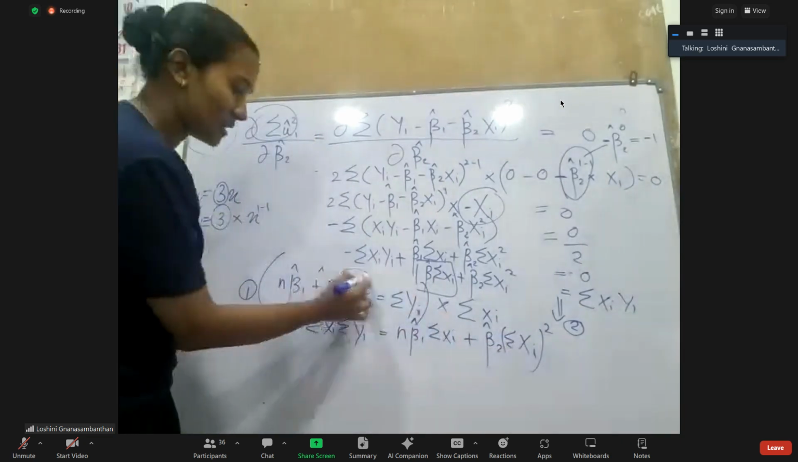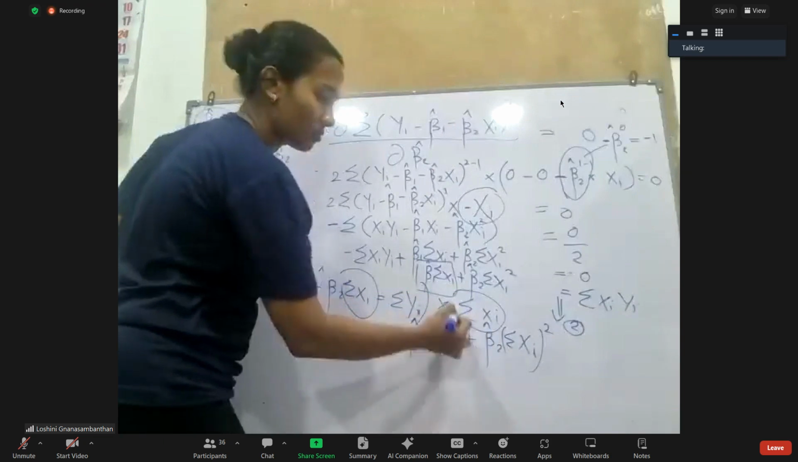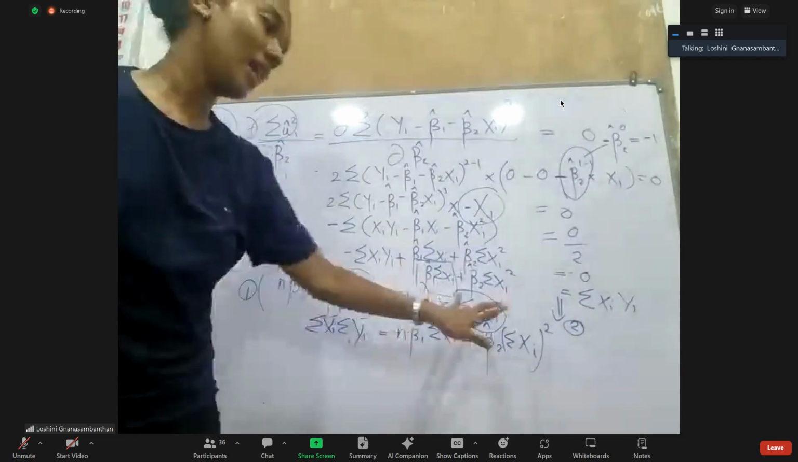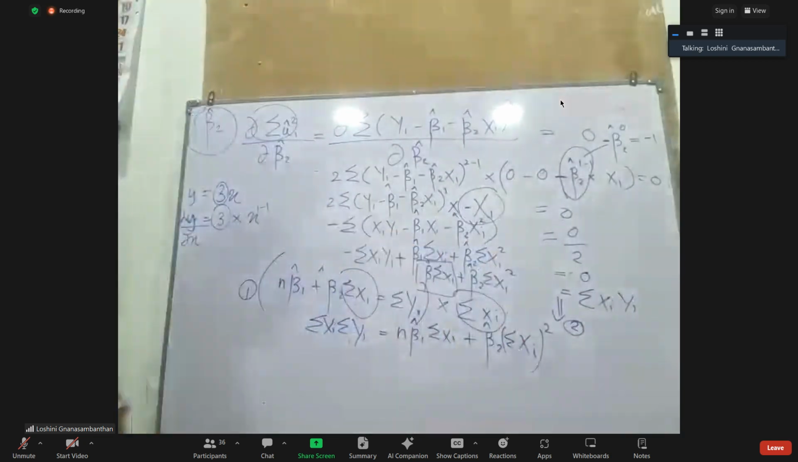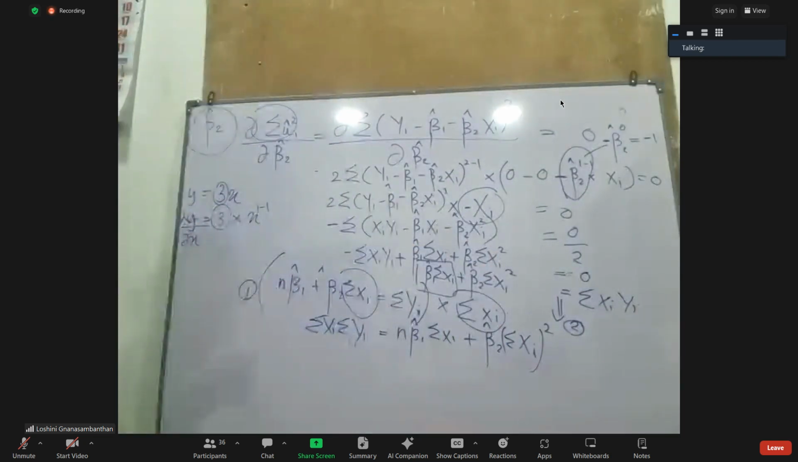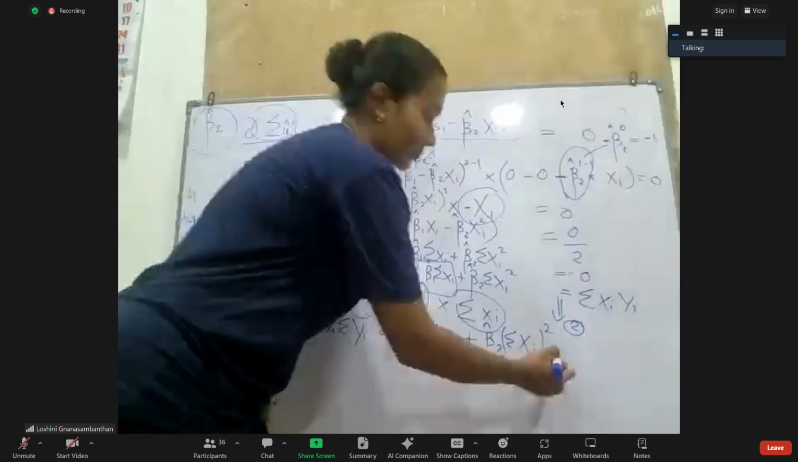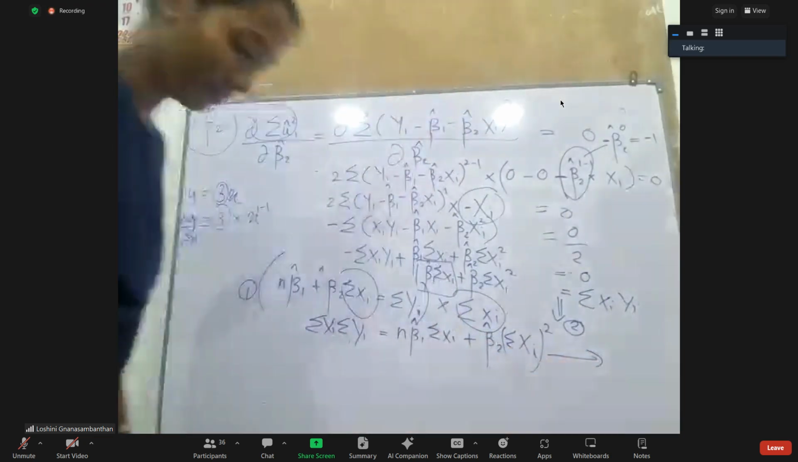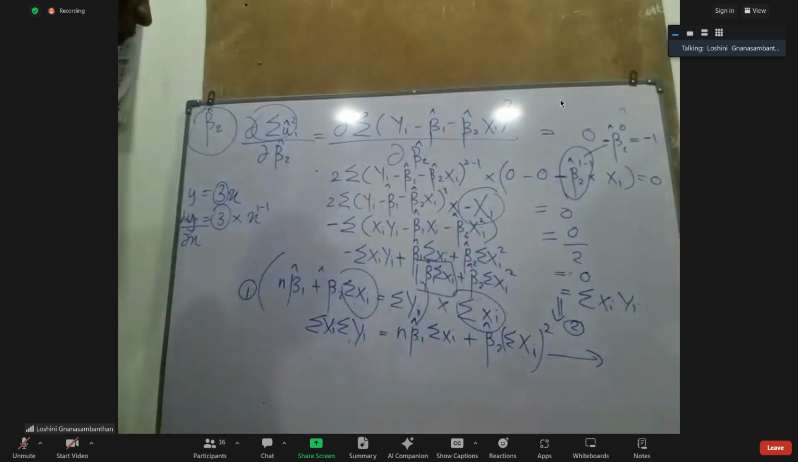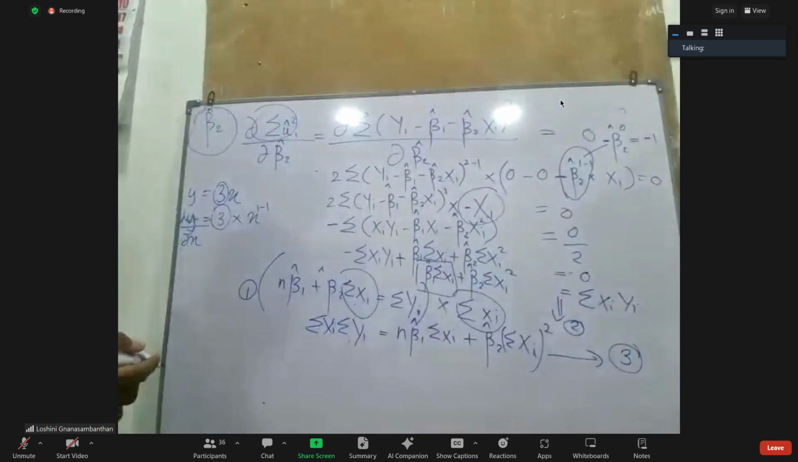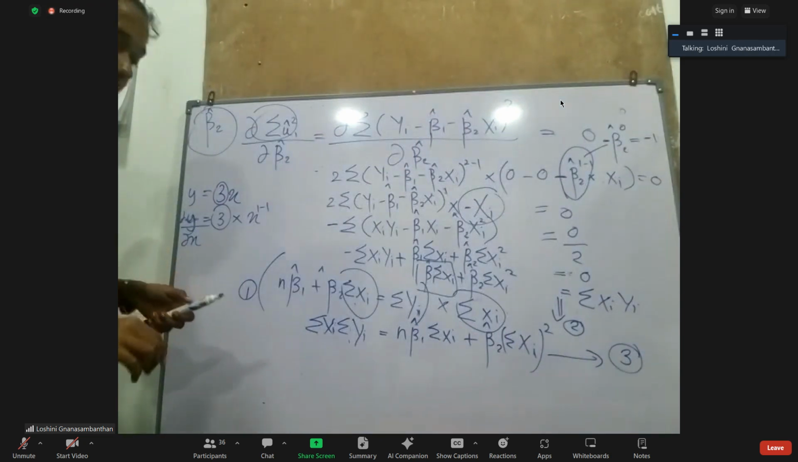Okay, because it's the same, no? When you multiply the same thing with the other, that whole thing will be a square. So you take this as the third equation.